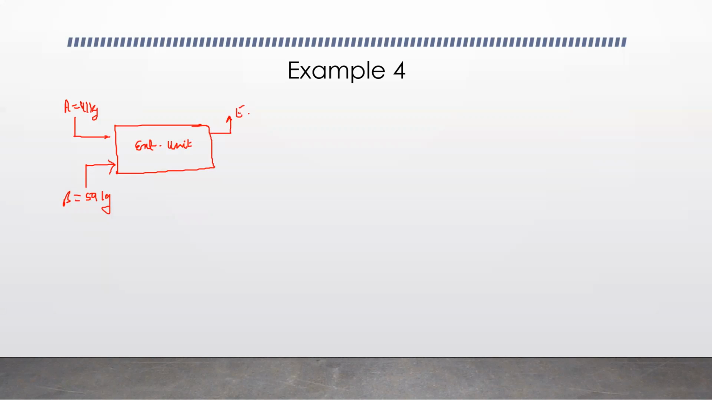It's quite easy. It's just a direct material balance. You have the extraction unit. Let's draw the block diagram. So you have the extraction unit, right? Then you have pure A coming in, that is 41 kg, and you have pure B coming in, that is 59 kg, right? So the A rich phase, let's call it E, and the B rich phase, let's call it R.